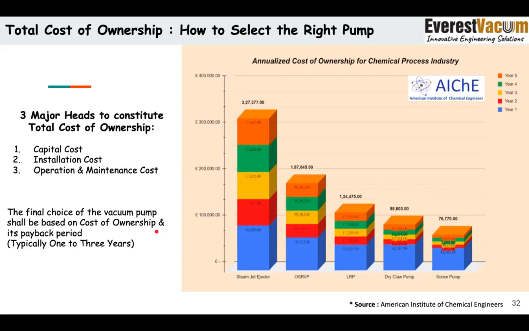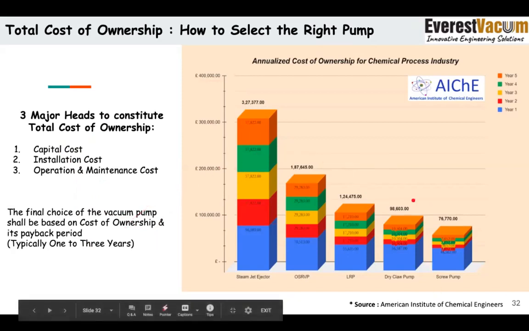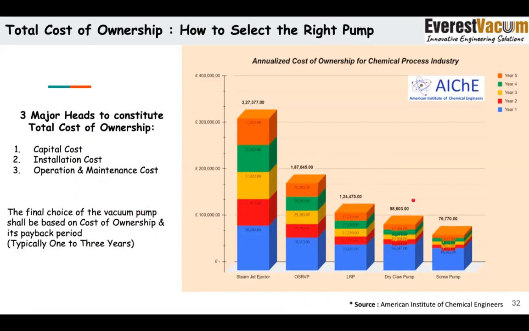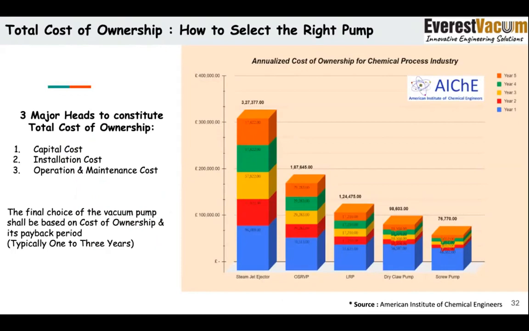So why not only capital cost, but installation as well as operational and maintenance cost become important? You can see very clearly from this graph. The final choice of vacuum pump should be based on the total overall cost of ownership. Typically, in the case of dry vacuum pumps, the return on investment is anywhere between 1 to 3 years.